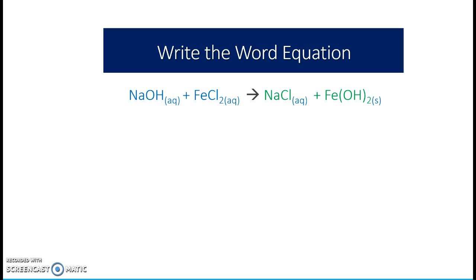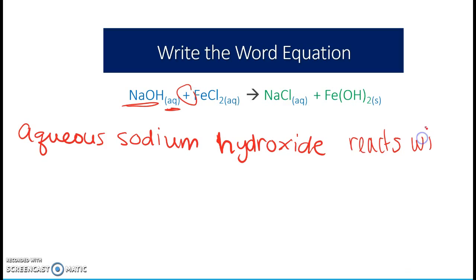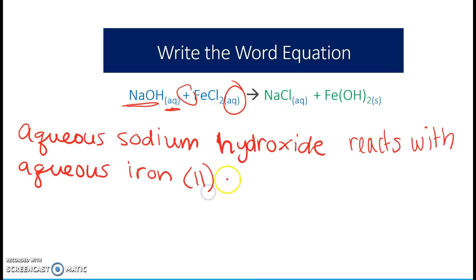Here's another example. In this example, we have aqueous sodium hydroxide. Then we have the plus sign here, so this reacts with another aqueous reactant. This reacts with aqueous iron. Iron's a metal with more than one charge. In this case, it's iron 2 chloride.